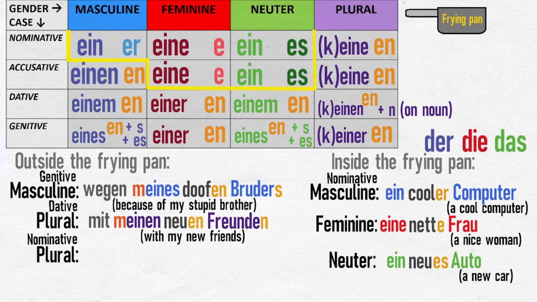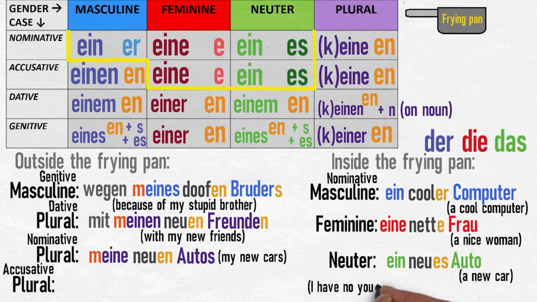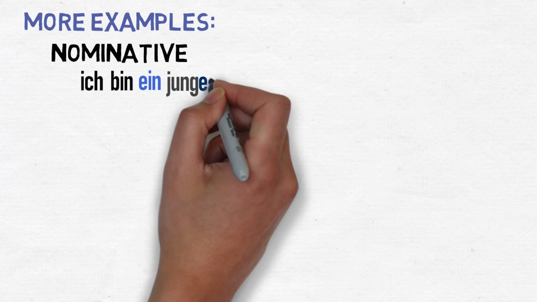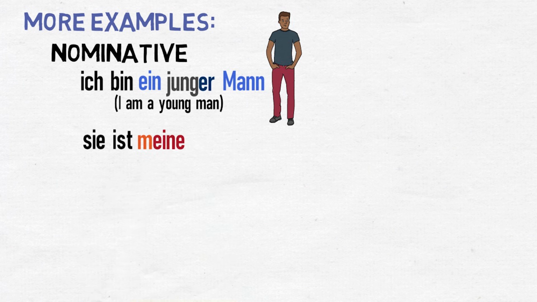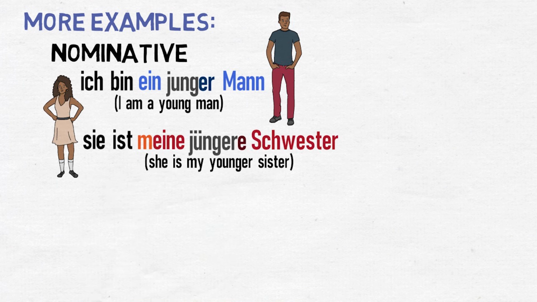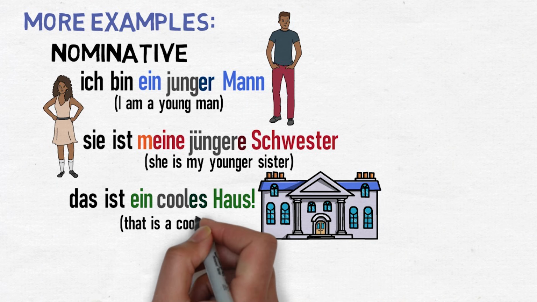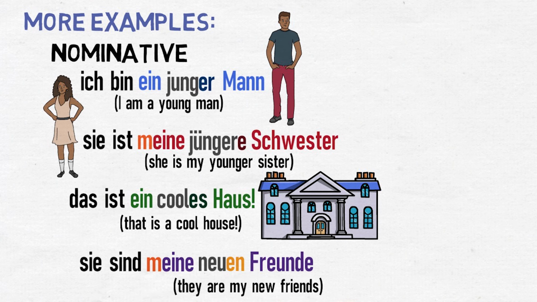Remember that plural is outside the frying pan, so the phrase my new cars would be meine neuen Autos, or I have no younger siblings would be ich habe keine jüngeren Geschwister. Some more examples. Nominative. Ich bin ein junger Mann. I am a young man. Sie ist meine jüngere Schwester. She is my younger sister. Das ist ein cooles Haus. That is a cool house. Sie sind meine neuen Freunde. They are my new friends.